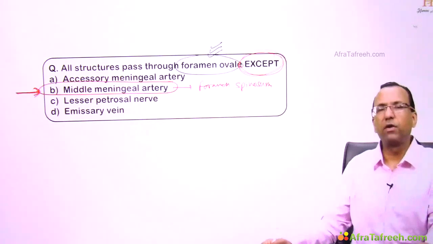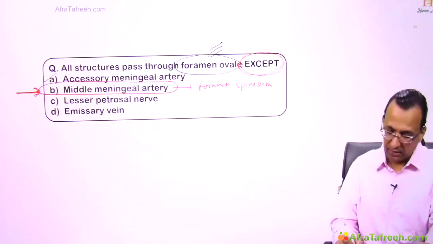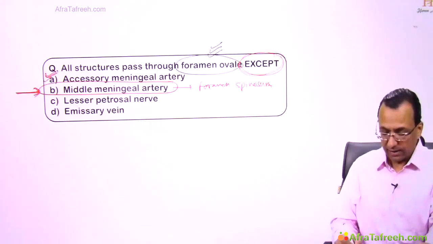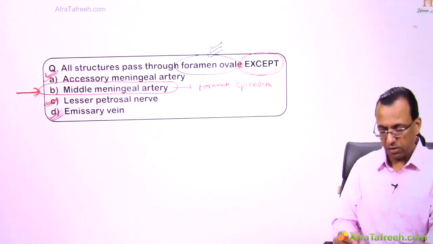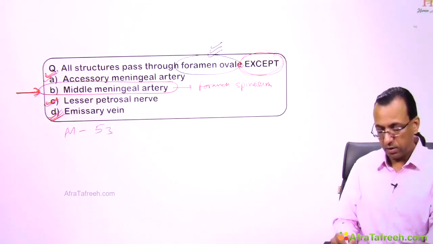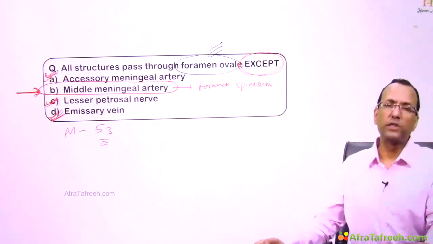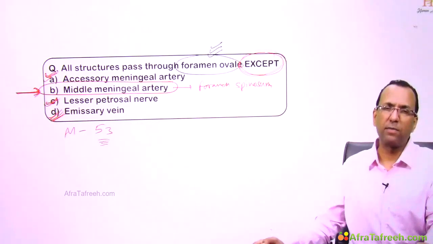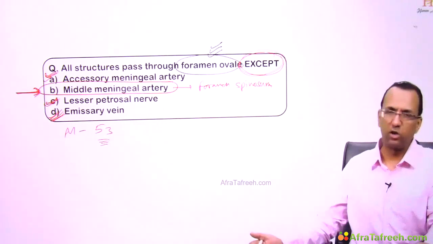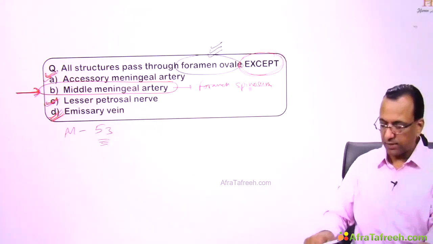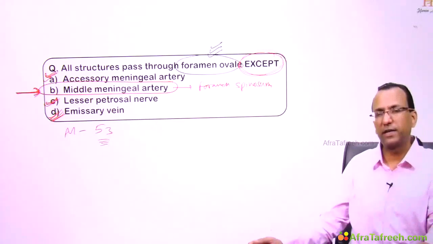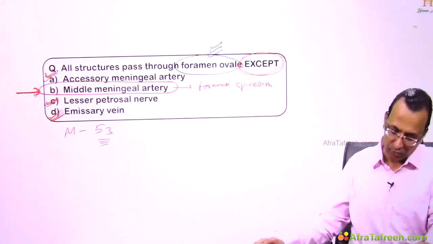Then what is A for? A is accessory meningeal artery. L is lesser petrosal nerve. E is emissary vein. And M is for mandibular nerve, already known. So MALE structures pass through the foramen ovale. M is for mandibular nerve, not the middle meningeal artery. It is passing in the foramen spinosum. Let us see some diagram for the same purpose, and keep your answer as choice B.